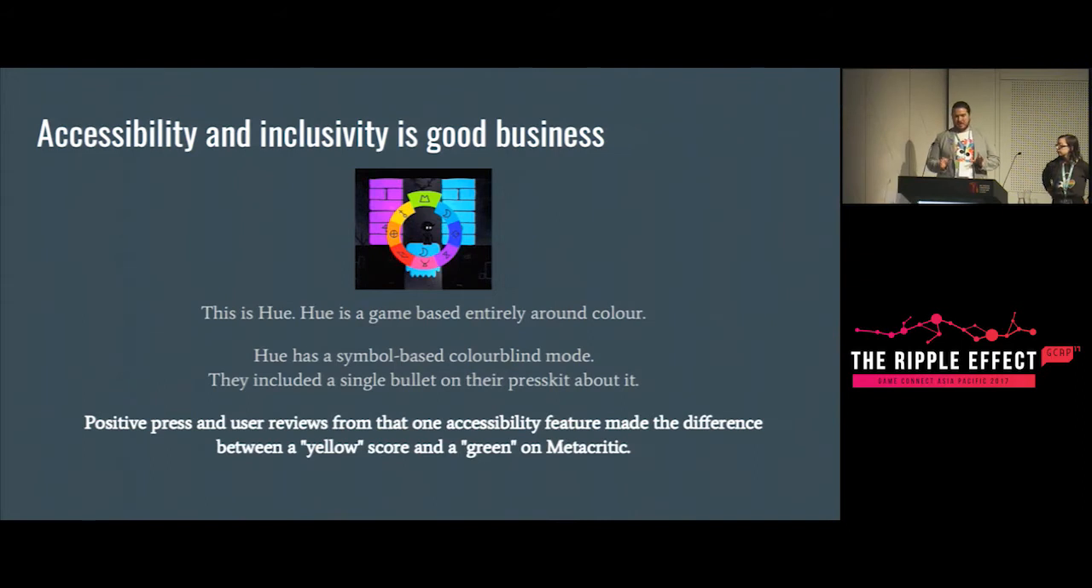It would be easy to think that color blindness would be hard to do. They added a simple image overlay to the colored objects in their game and included a single bullet point on their press kit because they didn't think it was going to be a big deal. The positive reviews and the 100% user scores that it got on Metacritic boosted it from a mid-60s, low-level review to 70s, 80s. It is huge for your press when you do this. You need to start thinking about how to manage this.